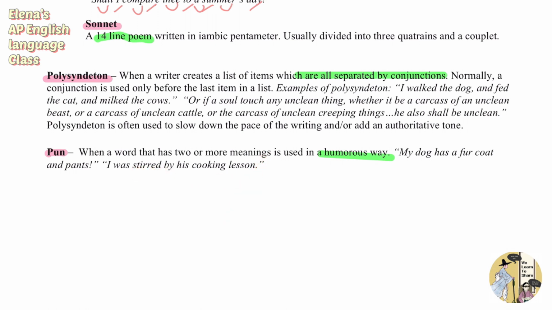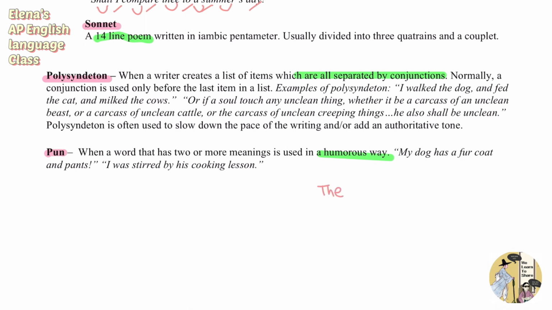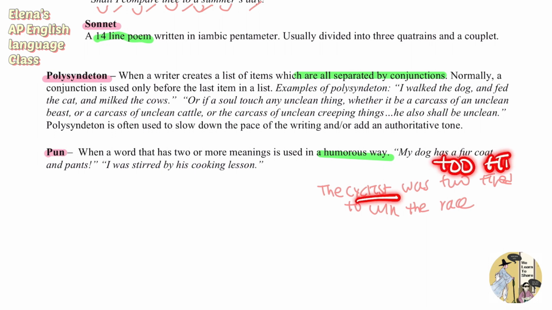Another example of a pun could be, the cyclist was too tired to win the race. You can see how the cyclist was too tired, right, to win the race, but written as too tired because the cyclist would be cycling, would have two tires, like a bicycle, right? So that's why this could also look like a pun.